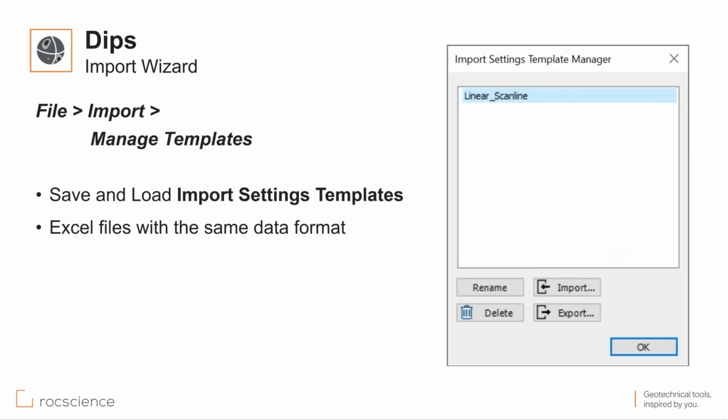When using the Import Wizard, you can optionally save the current selections as a template to be used later, when importing Excel data in the same format. And using this template manager, you can rename, delete, import, or export templates at a later time.